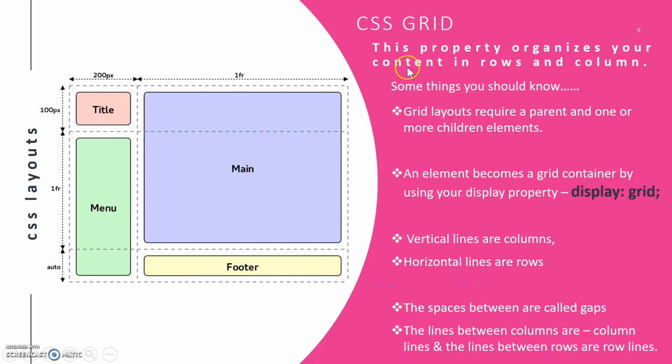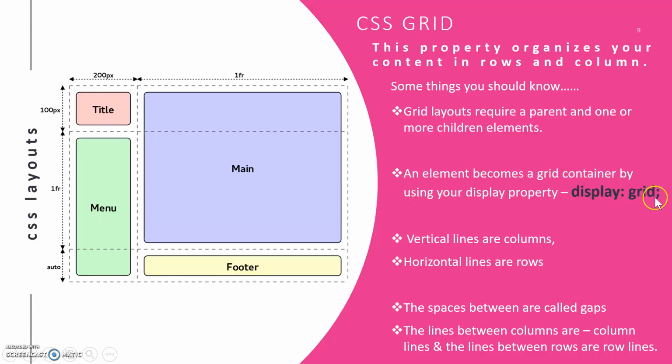Okay, so this is the last one. We're on our CSS Grid. This property organizes the content in rows and columns. And this is the example picture I used at the beginning. There are some things that you should know. In the grid layout, you need to have a parent element and then one or two child elements. It becomes a container and you use your display property.